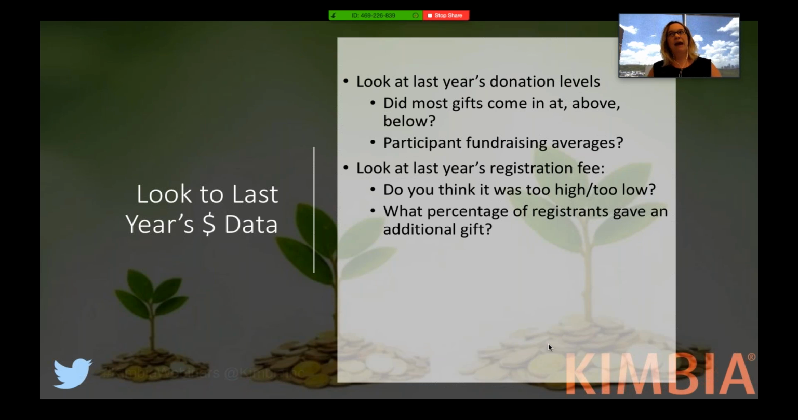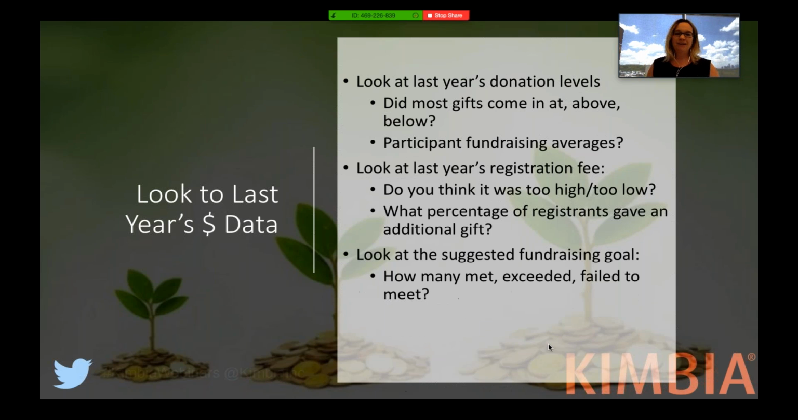And also look at the percentage of registrants who maybe gave an additional gift. So let's say that you have a walk event that you're doing and you ask people to go and register. How many of those people are also doing a self-donation versus the number of people that are simply registering and going, and then fundraising.